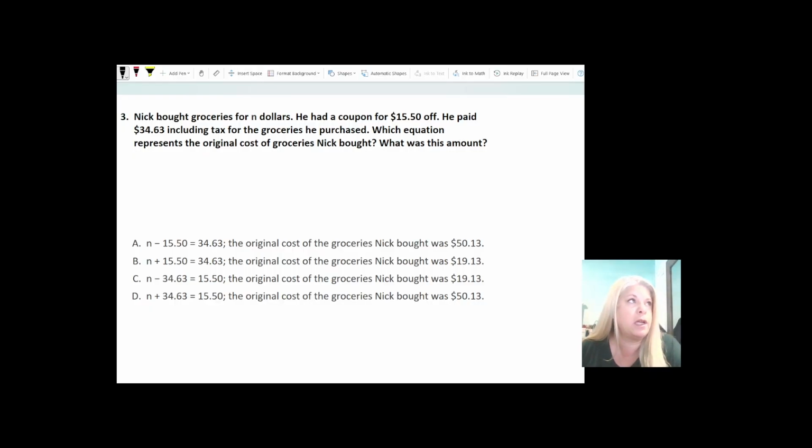So let's think about this for a second. He bought groceries for N dollars, right? So he's spending N dollars. However, he has a coupon, which means it's going to be taken off. It's going to be a minus $15.50, right? When you have a coupon, they take money off your total. So that's going to be minus his coupon, $15.50. And then they give us what he actually paid. So the total groceries minus his coupon should equal this $34.63. That's how much he paid at the register, okay?